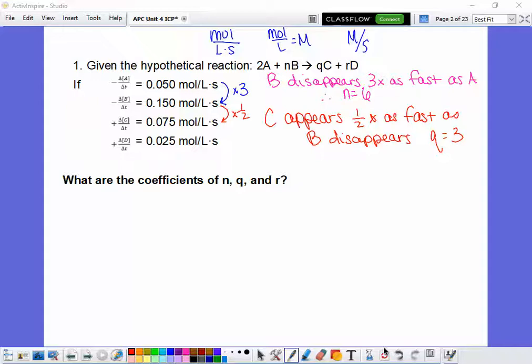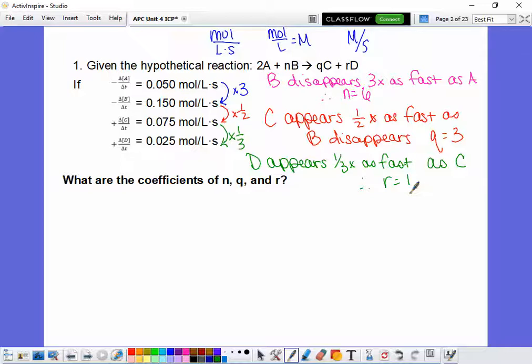So you should have figured out that the coefficient in front of D, or the coefficient R, is 1. Because you could have compared it to any of them, but I compared it to C. I found that from C to D, it's 1/3. So D appears 1/3 as fast as C. Therefore, R has to be 1/3 of Q, which is 1. Okay? Questions?